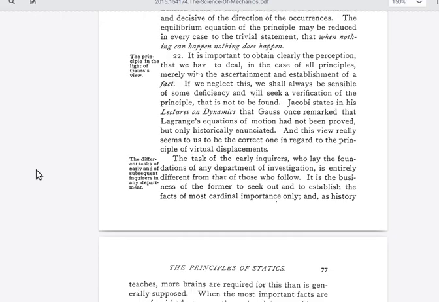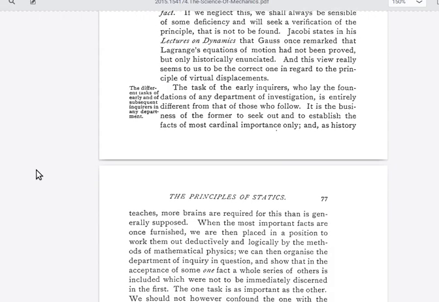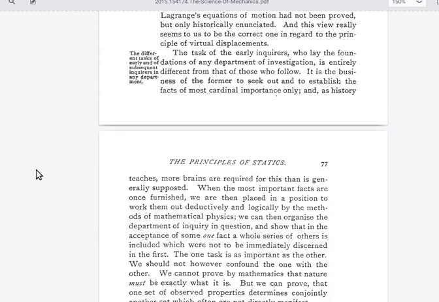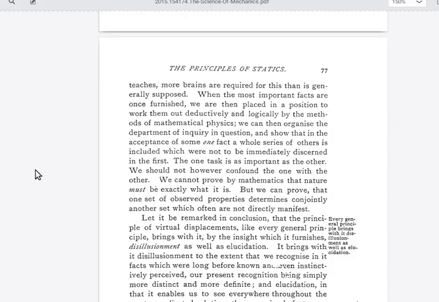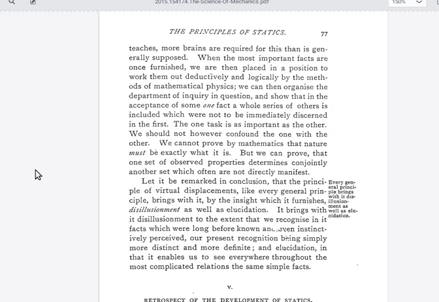The assertion of the early inquirers who lay the foundation of a new department of investigation is entirely different in form and aspect to what follows. It is the business of the successors of those who have made the early researches more exactly to establish what the first teaches. More brains are required for this than is generally supposed. When the most important facts are once furnished, we are then placed in a position to work them out deductively and logically by the methods of mathematical physics.